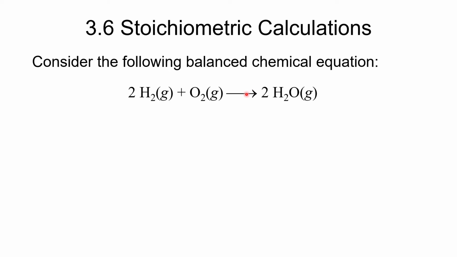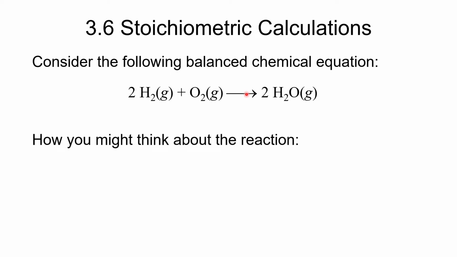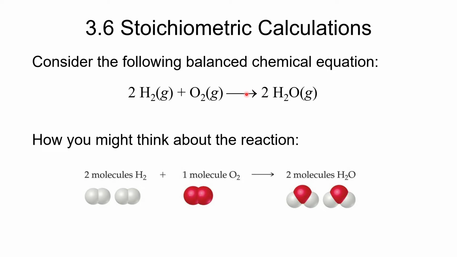And I've selected a very simple one. Hydrogen plus oxygen gives us H2O. All right. Well, when you look at this problem, how you may have thought about this up to this point is, well, if I take 2 molecules of hydrogen and 1 molecule of oxygen, it will produce 2 molecules of water. And while that is a valid way to think about this problem, it's not particularly useful.